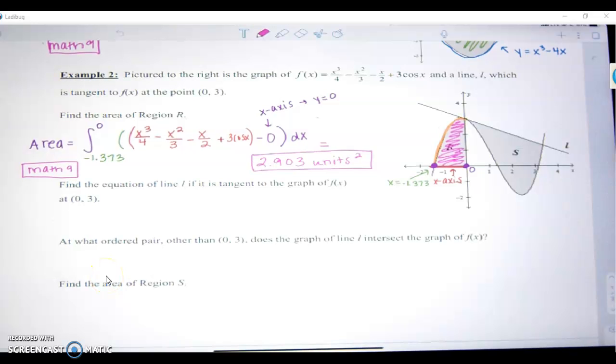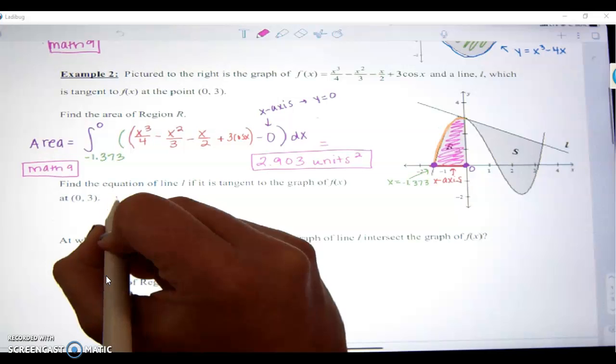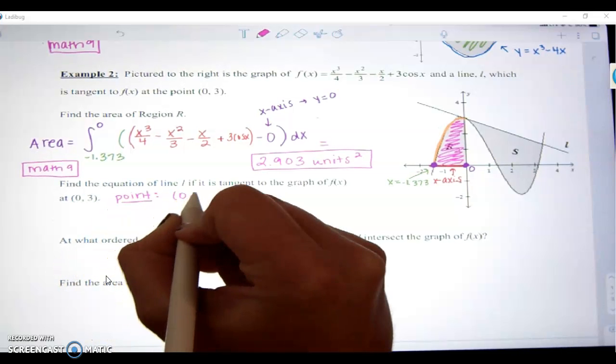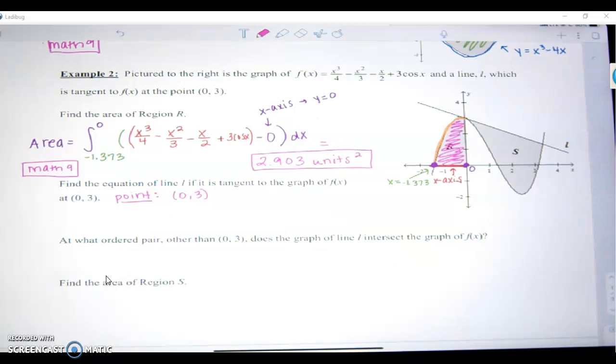Okay, so for the next part, we want to find the equation of line L if it is tangent to the graph of f of x at the point 0, 3. So we know to make a tangent line, we are going to need to get a point and a slope. So we already have the point. So our point, it tells us, is 0, 3.